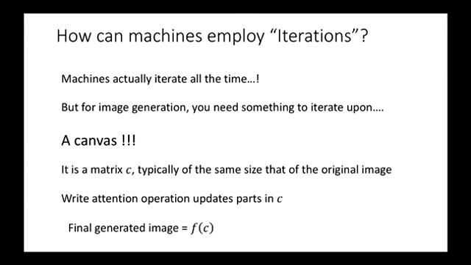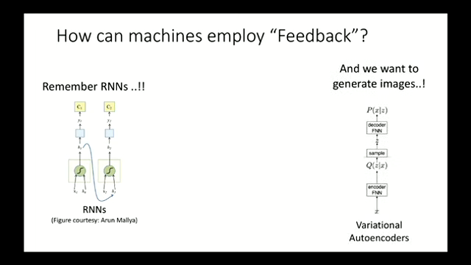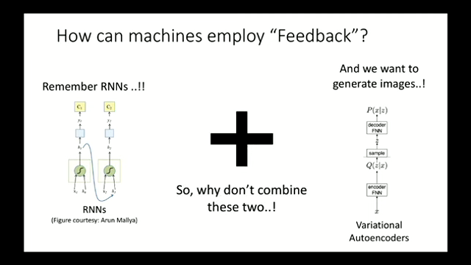And the next question is, how do you employ feedback? RNNs, the deep learning toolbox, which we know can take care of the feedback. But we want to generate images. So we need a variational autoencoder type. And so why don't we combine these two? So this answers Shashank's last class question, can VAEs be combined with RNNs? Yes, and that's what we are doing here essentially.